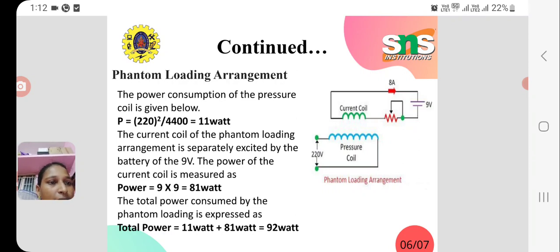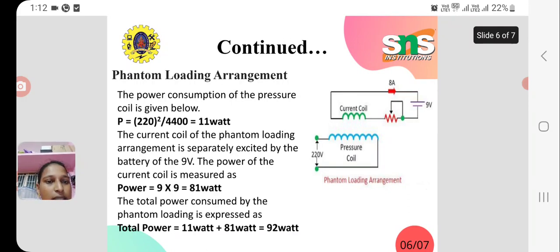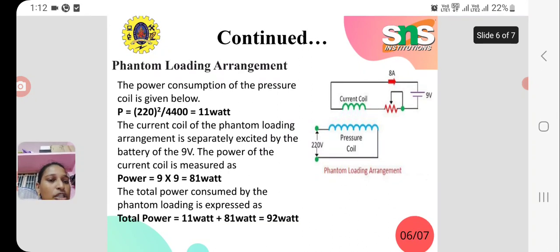In phantom loading, the current coil is given a separate supply and the pressure coil is given a separate supply. The power consumed by the pressure coil is 220 squared divided by 4400 ohms, which is 11 watts. The current coil is excited separately by a battery of 9 volts. So it is not 220 volts, it is 9 volts. Hence power is equal to V into I, which is 9 into 9, equal to only 81 watts. So the total power consumed is 11 watts plus 81 watts, which is equal to 92 watts.